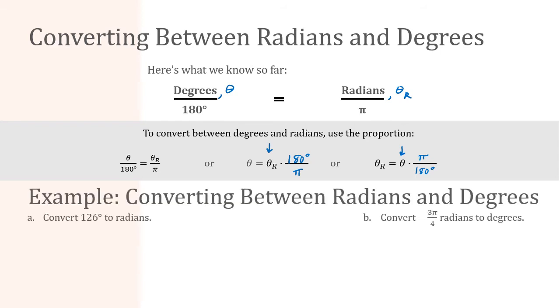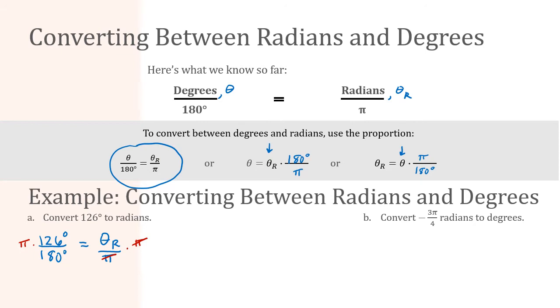So part A, convert 126 degrees to radians. All right, so I'm going to use the first proportion, and I'm going to set up 126, which is my partial degree measure, over 180 degrees, and that's going to equal a partial radian measure, which I want to find, over pi. To solve this equation for theta sub r, I'm simply going to multiply each side by pi, and I'm going to reduce that fraction. So here's what I find out.